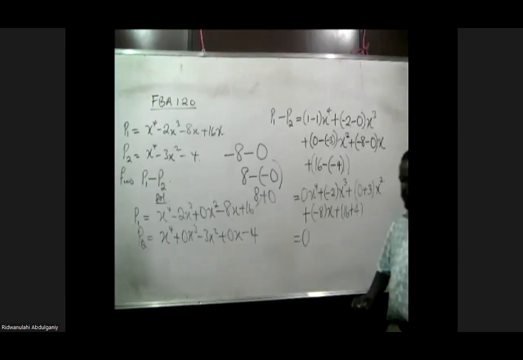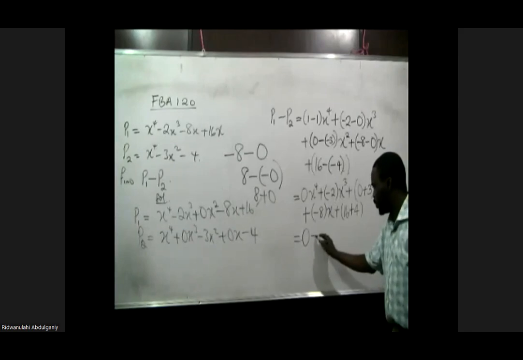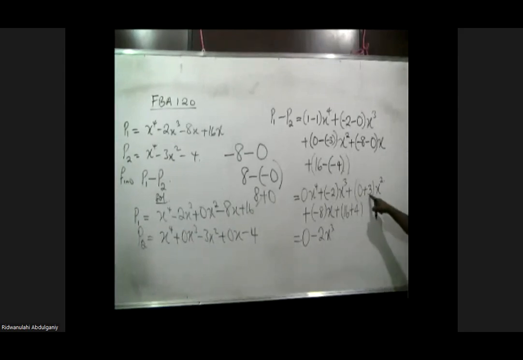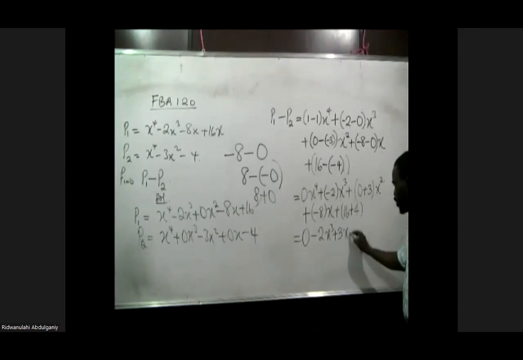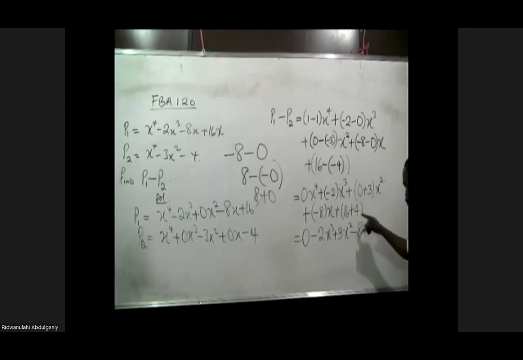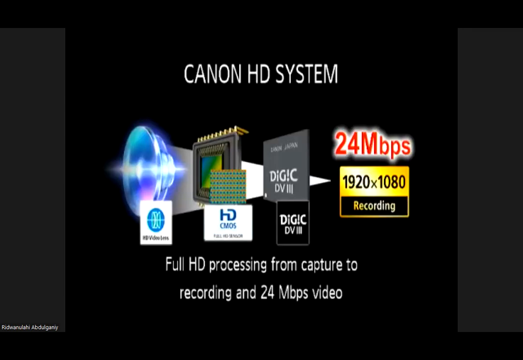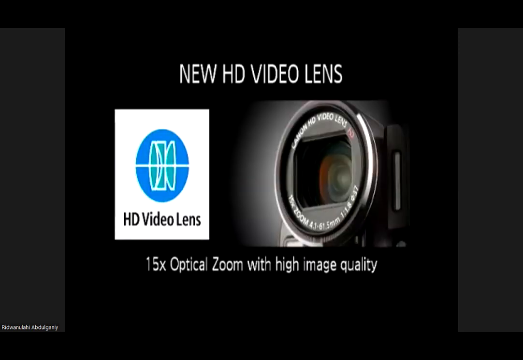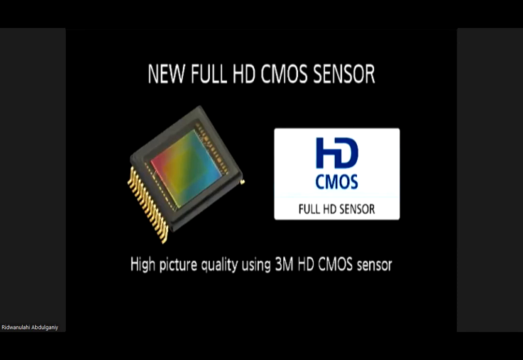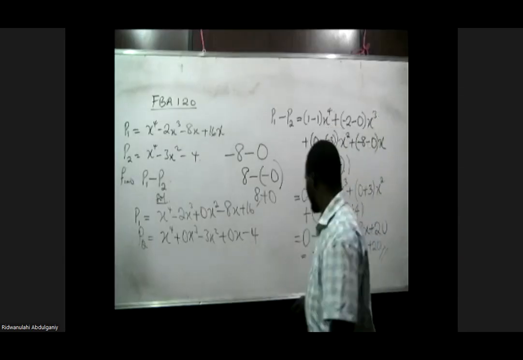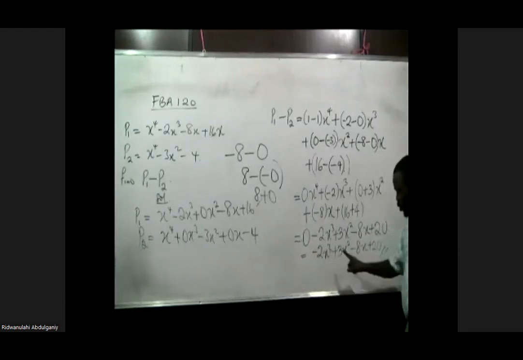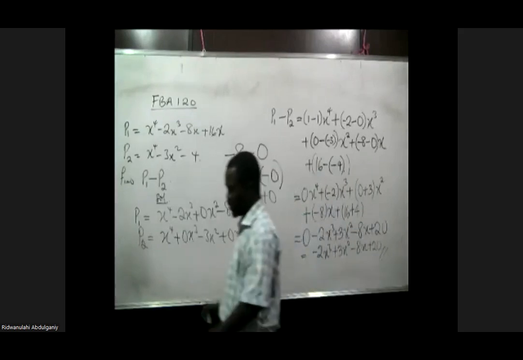Let me write it. It is 0 first. Plus times minus is minus, minus 2x cubed. 0 plus 3 is 3, plus 3x squared. Plus times minus is minus 8x. 16 plus 4 is 20. 0 minus 2 will give us minus 2x cubed plus 3x squared minus 8x plus 20. Final result. Sorry. It is 0 minus what I have there, which will give us minus 2x cubed plus 3x squared that we have here, minus 8x plus 20. And that becomes the final answer.